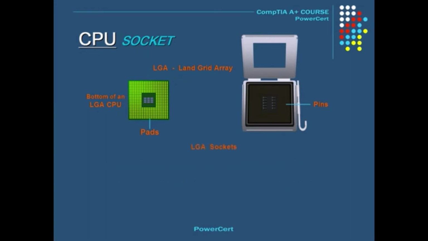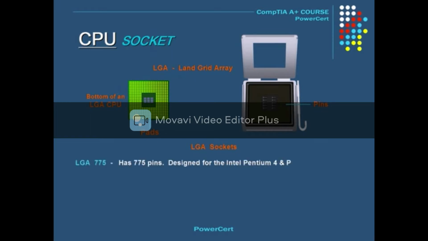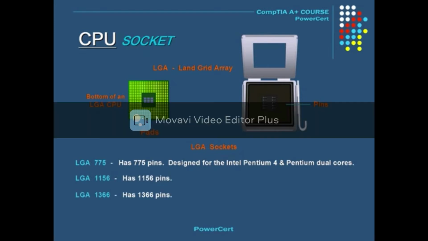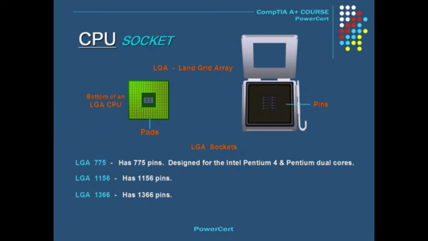Instead, they have pads that rest on the LGA socket pins. Some versions of the LGA socket are the LGA 775, which has 775 pins. This socket was designed for processors like the Intel Pentium 4 and Pentium dual cores. Other LGA sockets include the LGA 1156 and LGA 1366, which have 1156 and 1366 pins respectively, and these were designed for the high-end processors such as the Intel Pentium Core i7.